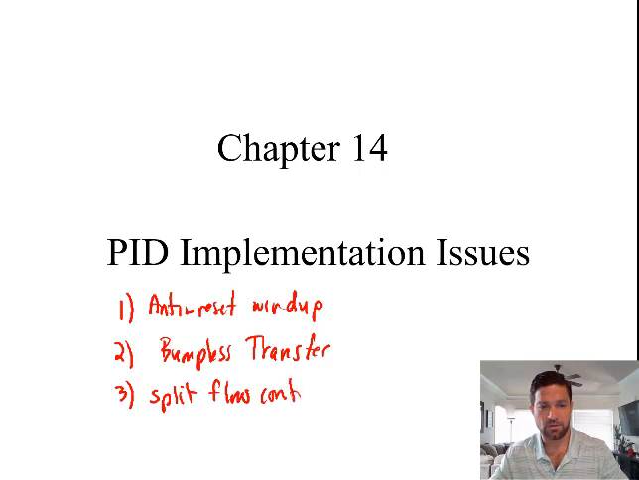And split flow control is an approach that can be used to achieve a wider range of flow rates than you can achieve with a single valve, or to do things like heating and cooling simultaneously within a system. So the objective of this lecture is to be able to discuss what these 3 strategies are and how they're implemented to solve common problems associated with some feedback control loops.